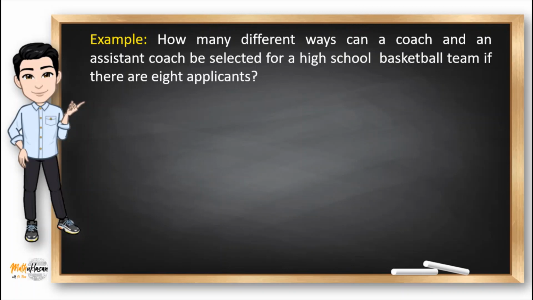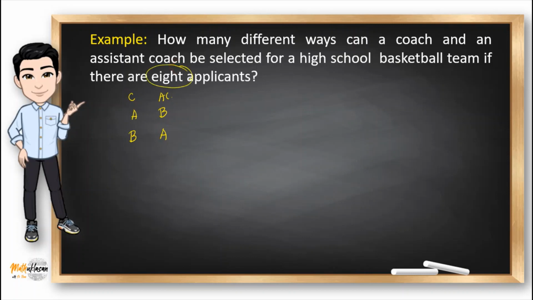Let's have another example. How many different ways can a coach and an assistant coach be selected for a high school basketball team if there are 8 applicants? Remember that before you use permutation, you need to make sure that the arrangement is important. So changing the places is significant. So for example, if person A will become the coach and person B will become the assistant coach, then the arrangement BA would also be different, right? Because they're two different persons. So here we can use permutation because changing the persons in charge per position is different.